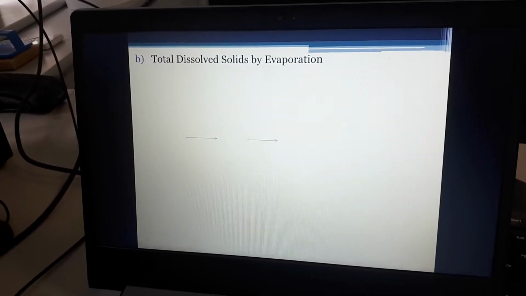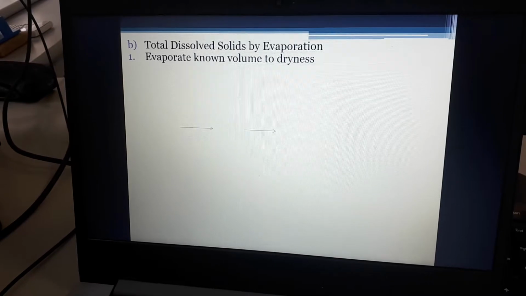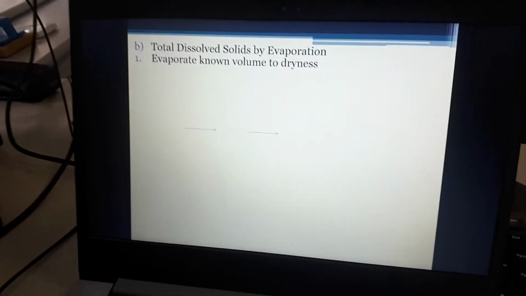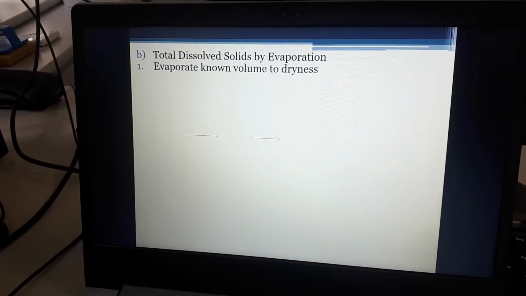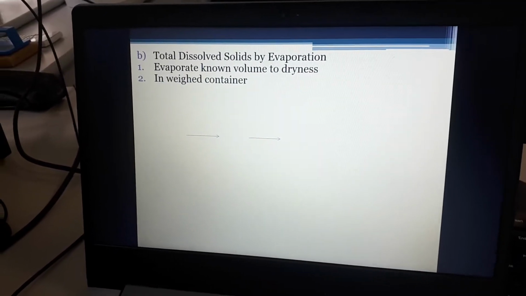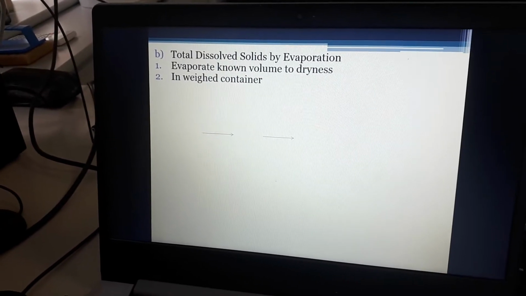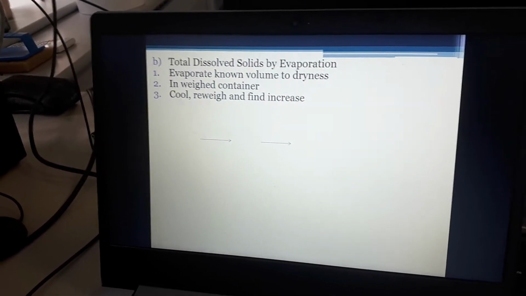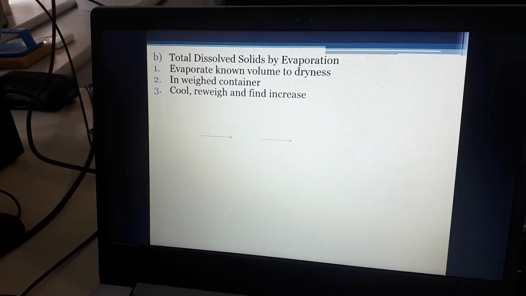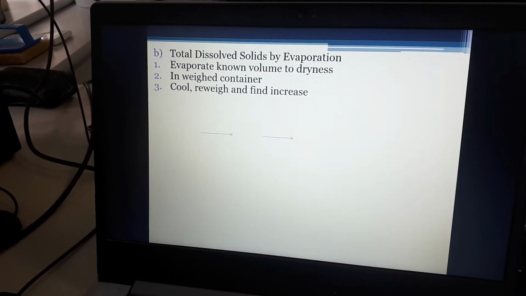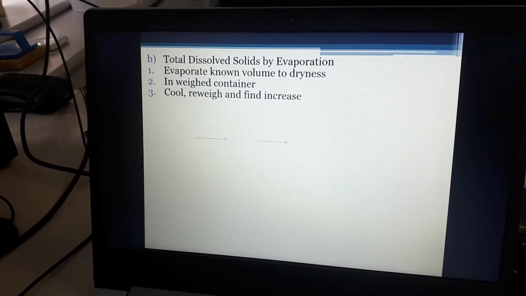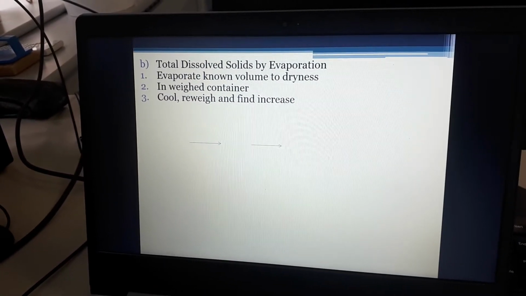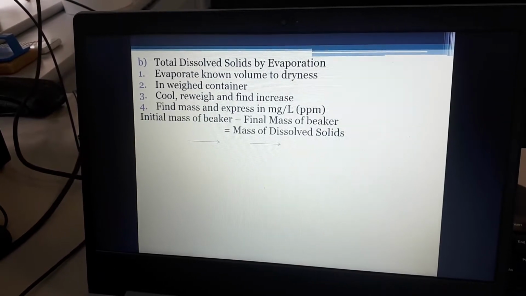Total dissolved solids by evaporation is very similar, where again we evaporate a known volume to dryness, and again we have to have a known volume because we need to know that in order to work out how much we'll have in a litre of solution. Again, my container has to be weighed, so for example your beaker or your clock glass. You cool, and it's very important you cool, so that has to be present. Remember, solids, liquids and gases all expand when heated, so we have to allow it to cool in order to get its mass. We reweigh and we find the increase, okay?